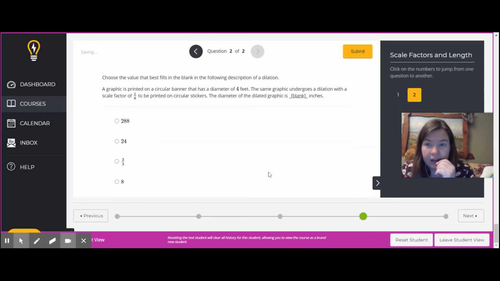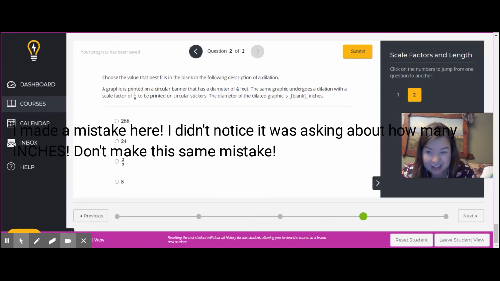Okay. Then a graphic is printed on a circular banner with a diameter of 4 feet. The same graphic undergoes a dilation with a scale factor of 1/6. The diameter of the dilated graphic is then 1/6 of 4. So 4 divided by 6 reduced is 2/3.